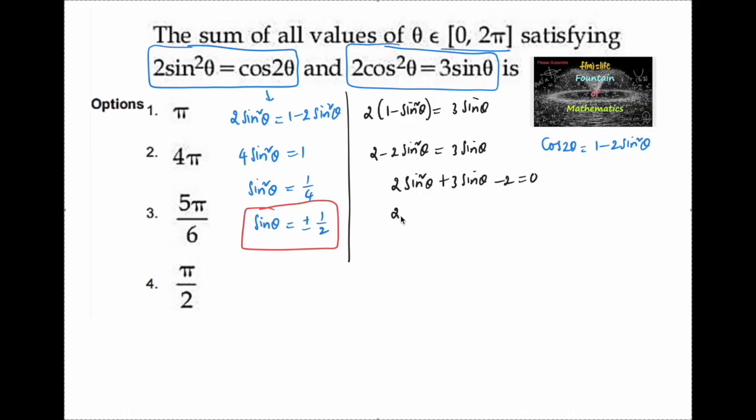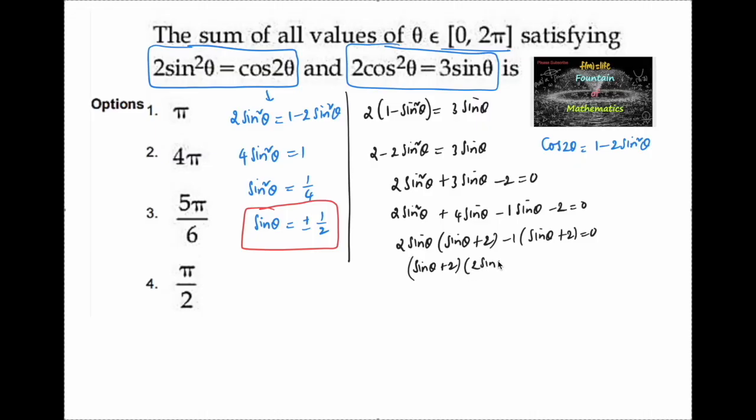So factorizing, we can write 2 sine square theta, and for 3 sin theta we can write 4 sin theta minus 1 sin theta, minus 2 is equal to 0. So 2 sin theta taken common, we get sin theta plus 2, and minus 1 taken common, sin theta plus 2 is equal to 0. So (sin theta plus 2) into (2 sin theta minus 1) is equal to 0, which implies sin theta is equal to negative 2 or sin theta is equal to 1 by 2.